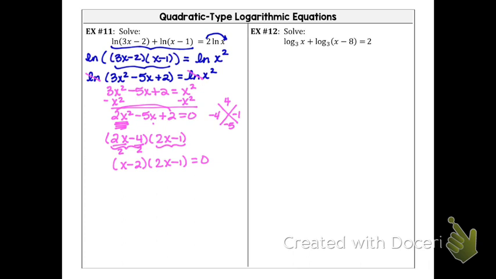We can set them each equal to 0 now and solve. So x minus 2 equals 0. 2x minus 1 equals 0. Add the 2. Add the 1. So 2x equals 1 and divide by 2.